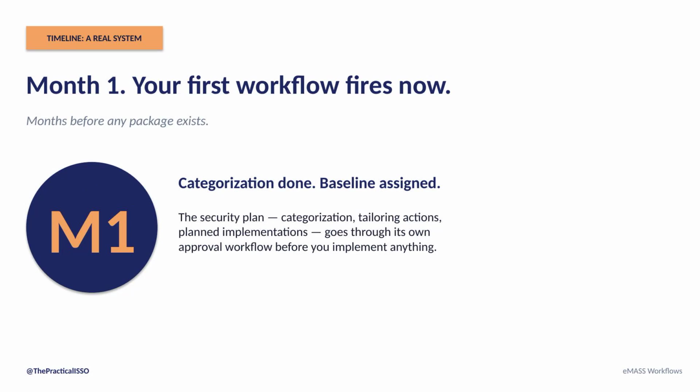Let me walk you through a real sequence on a mock system. Month 1, categorization done, baseline assigned. Here's what most new security officers miss. Your first workflow fires right now, months before any package exists. The security plan, your categorization, tailoring actions, and planned implementations go through their own approval workflow before you implement anything.